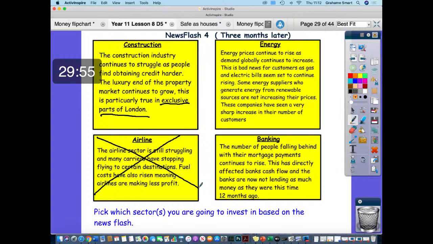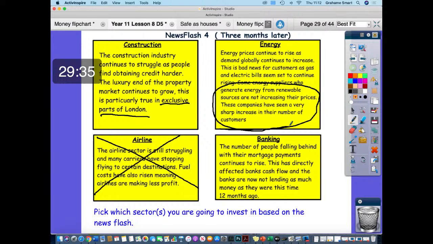Okay, I'm looking at that there, and I'm thinking if there's any energy suppliers that have got renewables, they're getting a lot of customers, so their share price is probably going up, and so are their profits potentially. So I'm going to look at the energy sector and specifically focusing on any of those companies that are involved in renewables. And then let's have a quick look at banking.